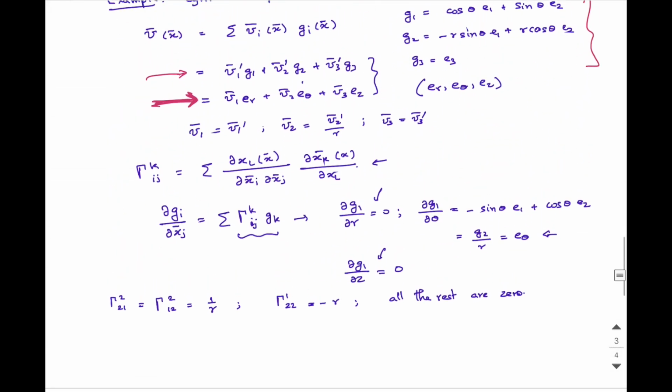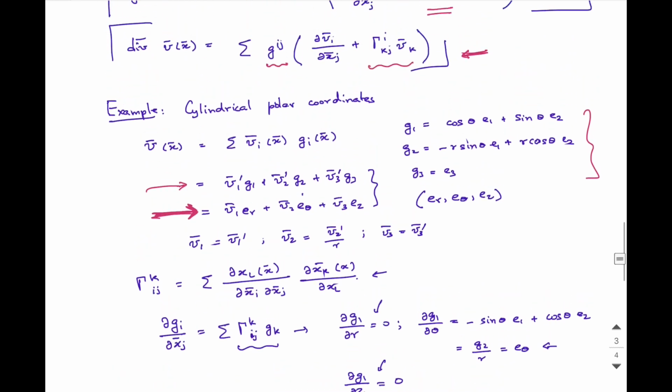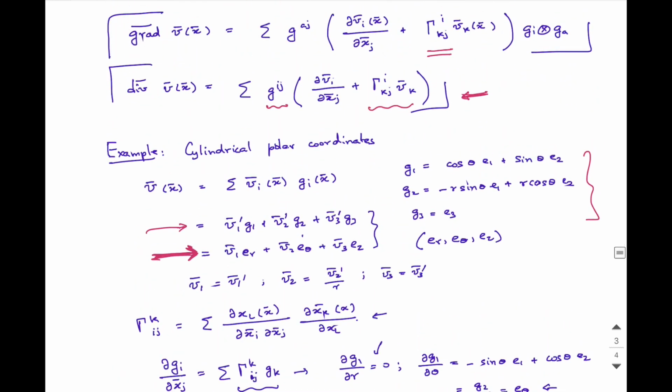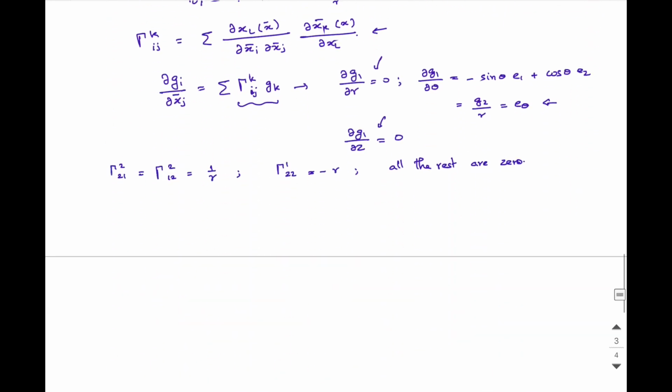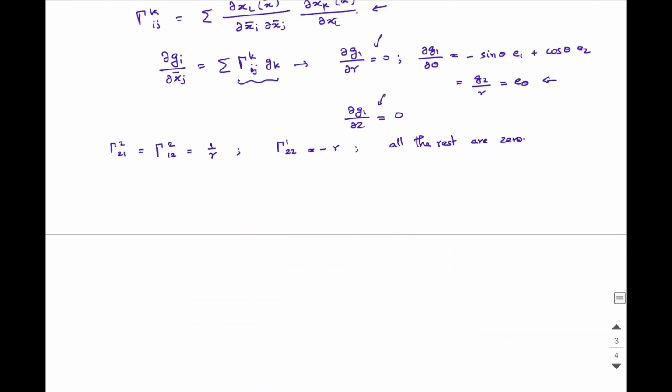We are almost done. Once you have this expression for the gammas, all you have to do is substitute the corresponding expression in this equation for the divergence, or this equation for the gradient, to compute the appropriate expressions for gradient and divergence in cylindrical polar coordinates. Again, that's a good exercise for you, so I'm going to leave it open as an exercise.